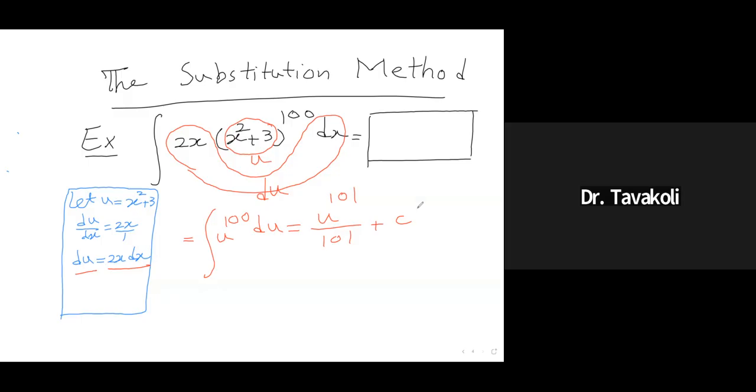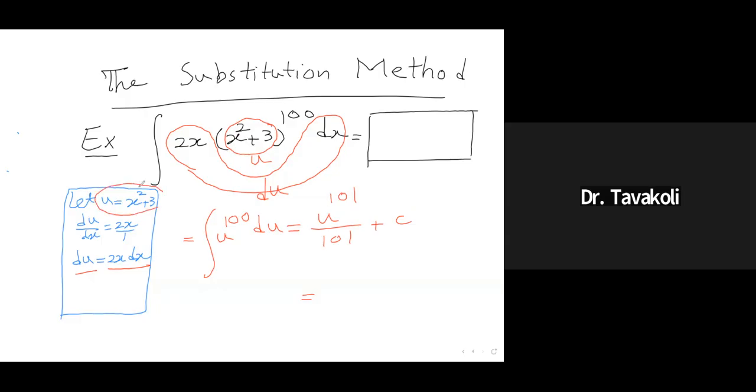As you have seen in Calc 1, in the indefinite integral problems that we do, we use the substitution. We need to go back to the original variable. We need a back substitution. What does that mean? It means that the original problem was in terms of x. It was the integral of 2x times x squared plus 3 to the power of 100. The variable was x. I need to go back to x. How? Just make this simple substitution.